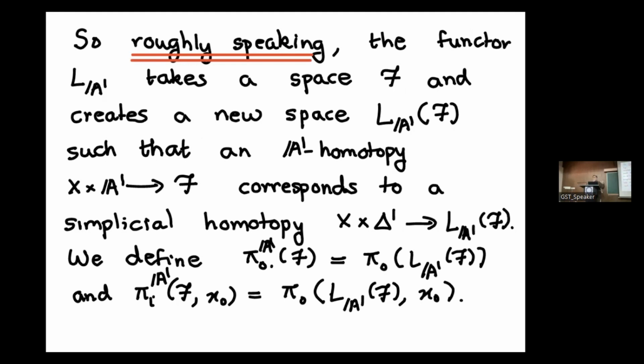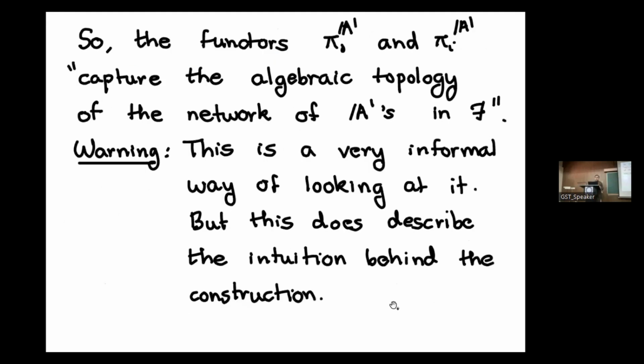which is telling you how the A1s were distributed in the original space. Then we look at the algebraic topology of this, which will tell you how all those A1s were fitting together in your original space. That is the idea. So this is what I mean when I say it captures the algebraic topology of the network of A1s inside F. This is such a crude description that it would offend an expert, so I'm putting a disclaimer there that this is very informal.